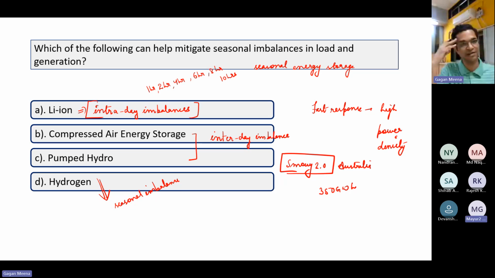This same thing I have shown here. You meant to say hydrogen in gas turbines, or fuel cell, or how? No, hydrogen as a gas turbine fuel, using gas turbines for hydrogen, not fuel cell. A fuel cell is a high power density device. It is not energy storage.